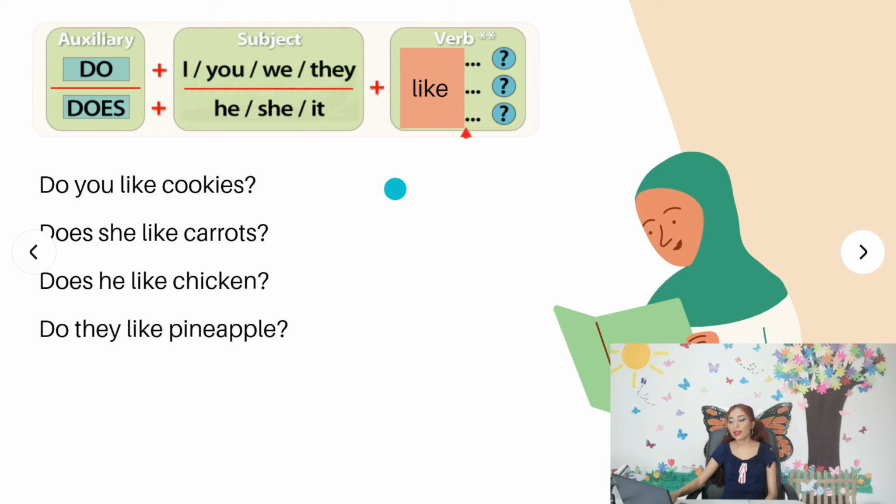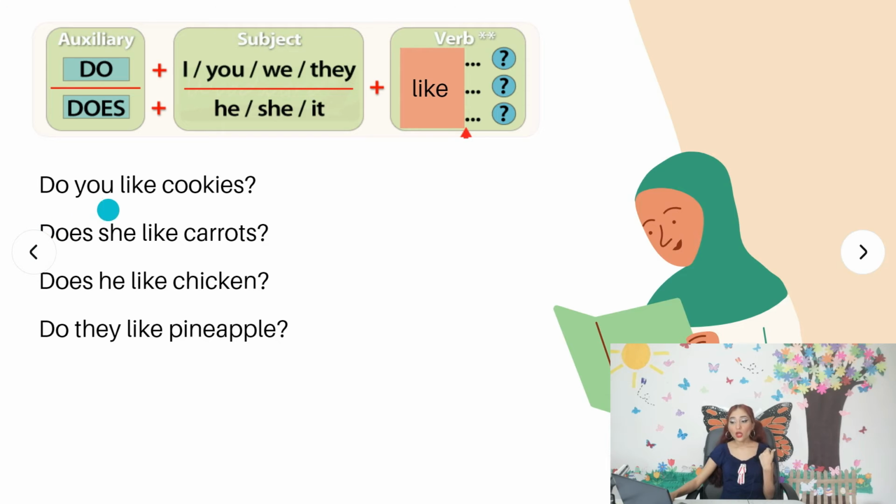And then we're going to write the verb, and then in here the vocabulary: cookies, carrots, spaghetti, strawberry, cheetah, lion, etc. Whatever you want to write in there, and the question mark, okay? Let's review. Auxiliary do or does, subject, it can be anything, and then the verb like and the vocabulary.